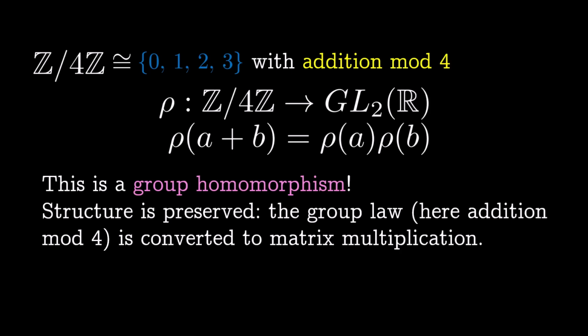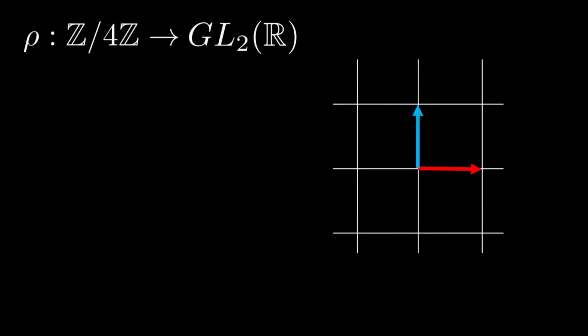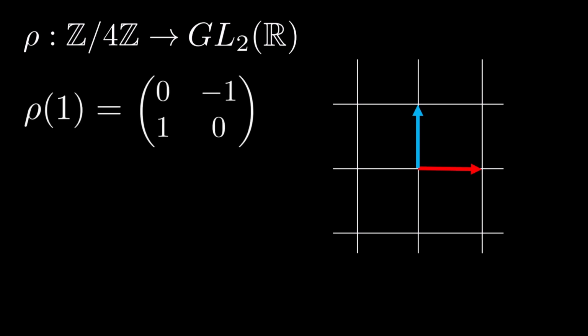Now, again, I know this is all pretty abstract and we're moving very quickly, but we really have to work with an example to see what this looks like in practice. Here's our representation again. We're mapping our group to GL2R, which means that the matrices are 2 by 2 and have real entries. Row of 1 looks like this.